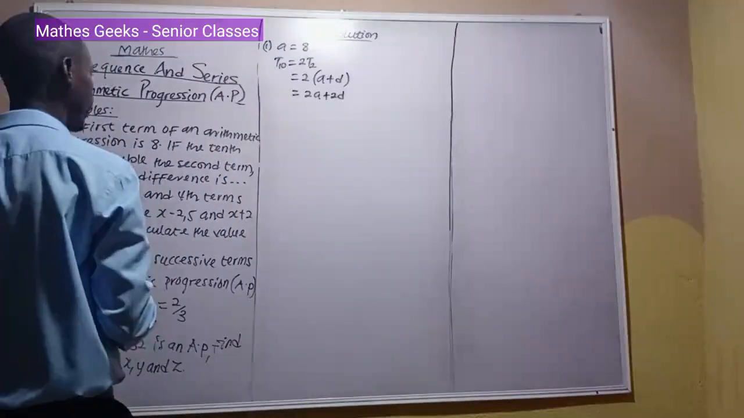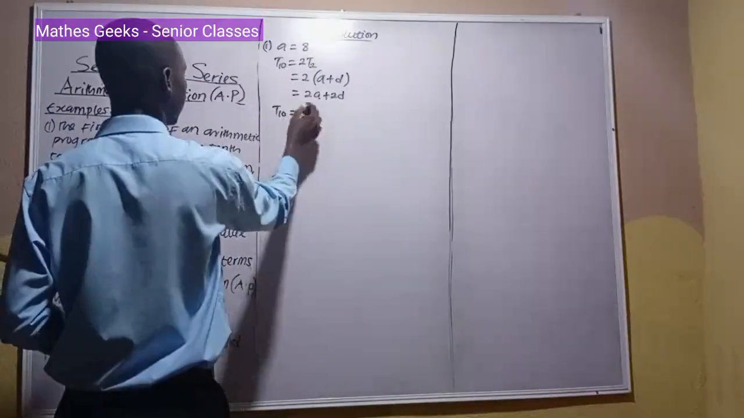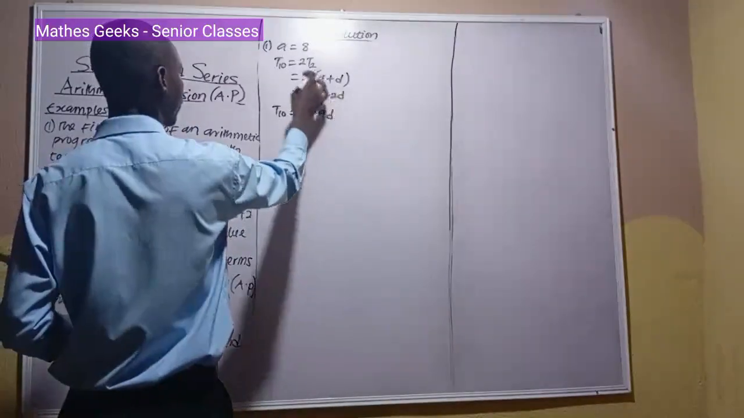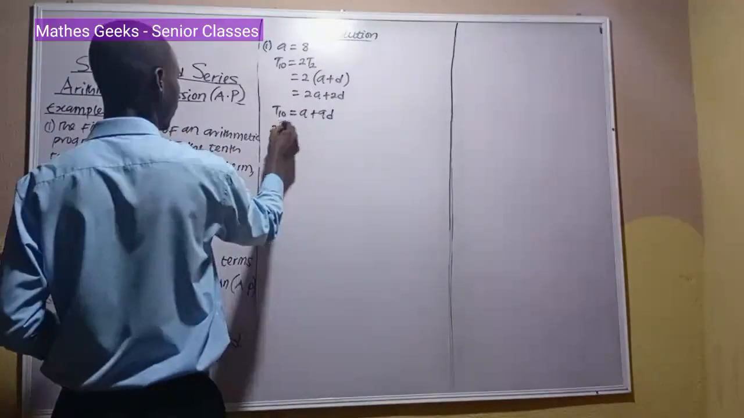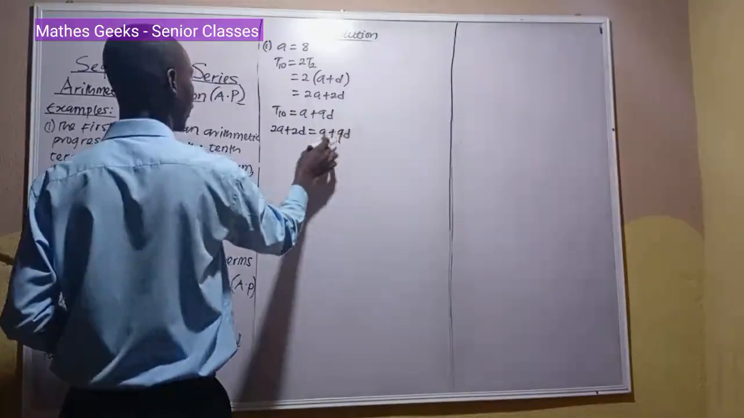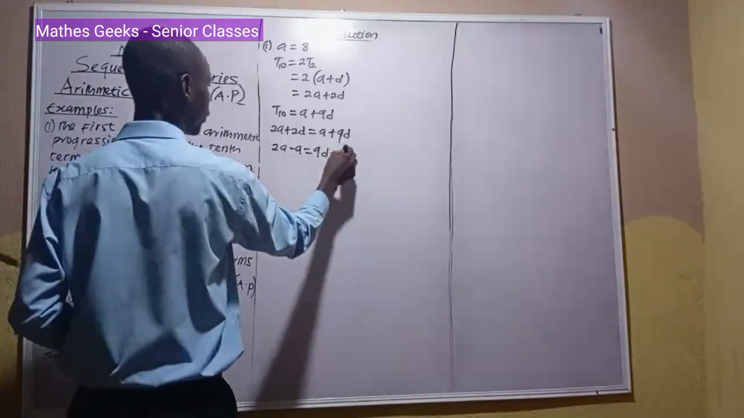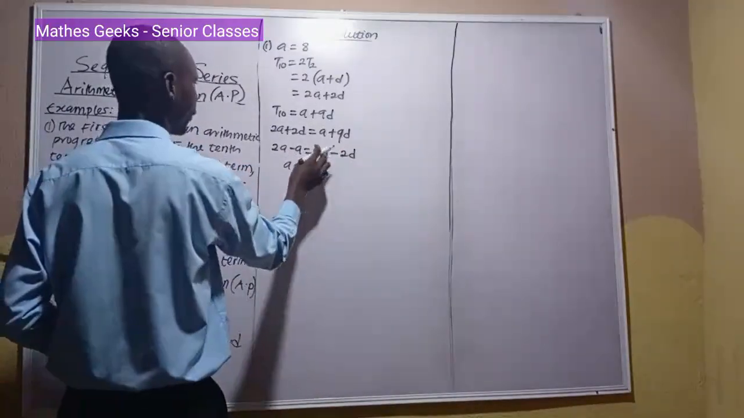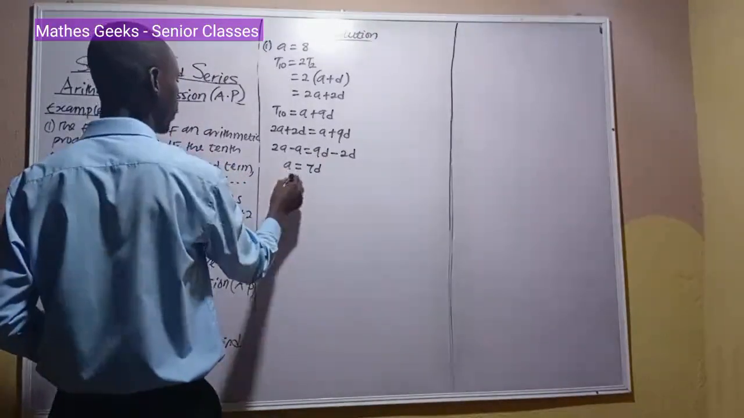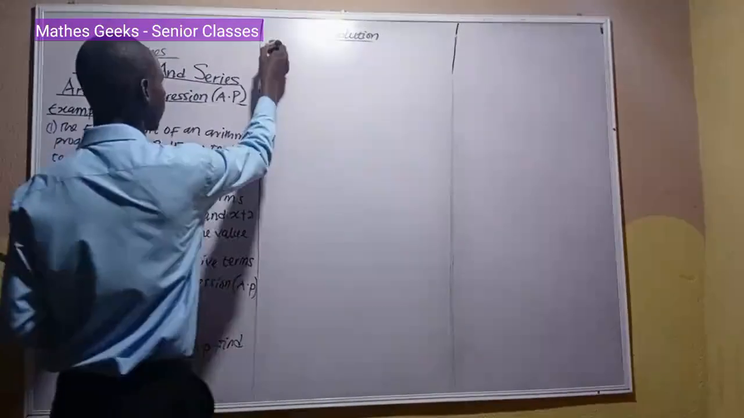Find the common difference. So T10, which is 2A plus 2D, and we know that T10 is equal to A plus 9D. But T10 is equal to 2A plus 2D, which is 2 times the second term. So 2A plus 2D is equal to A plus 9D. So collect like terms. 2A, bring A to this side, A, 9D minus 2D. So A is equal to 9D minus 2D, which is equal to 7D. And the first term A is equal to 8, so 8 equals 7D. So D is equal to 8 over 7.